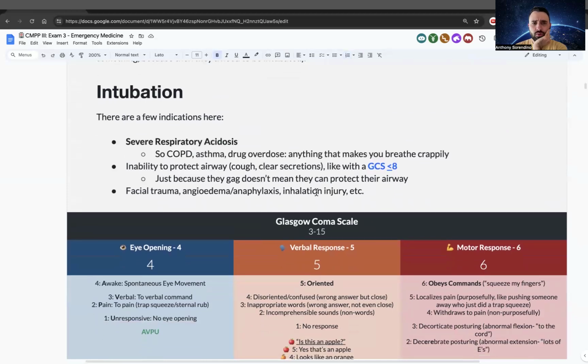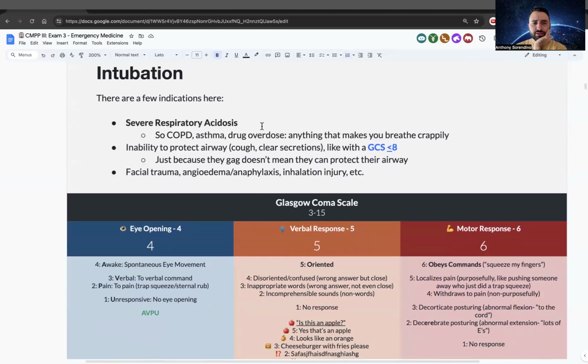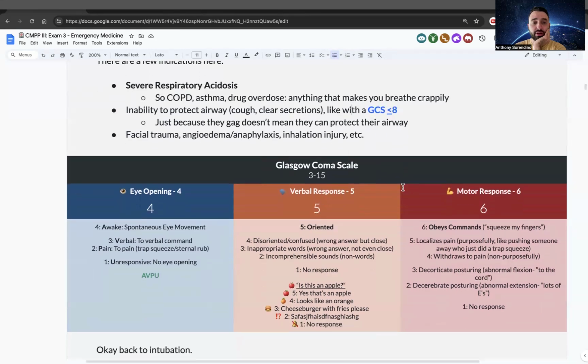Okay, so indications for intubation: severe respiratory acidosis, inability to protect airway, that's the big one. So GCS less than or equal to 8, or if they just, for whatever reason, can't cough or can't clear their secretions. Just because they can gag doesn't mean that they can protect their airway.